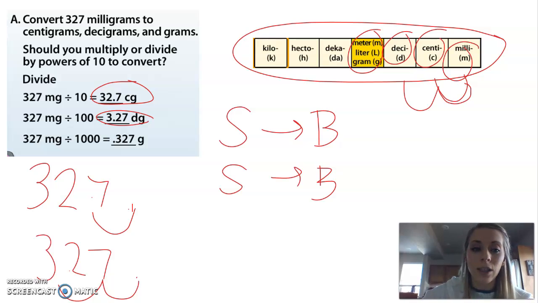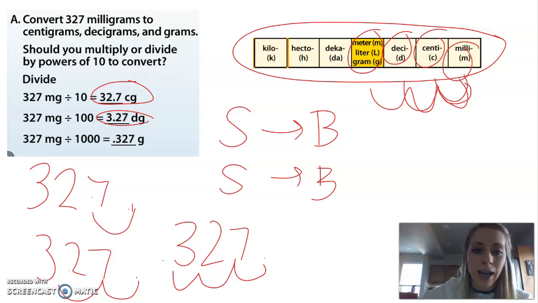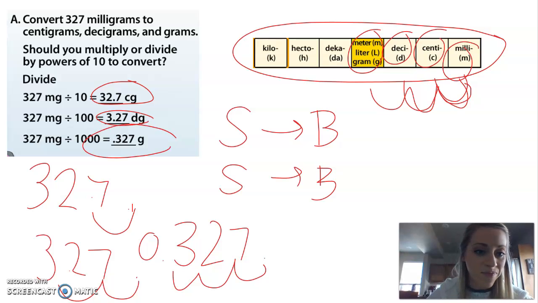Okay, we're on our last one now. We're going from milligrams to grams. We go 1 loop, 2 loop, 3 loops to the left. So I have 327. I put my assumed decimal at the back. I go 1, 2, 3, replace that decimal, and you can add a 0 at the front if you'd like. They got 0.327, okay? So again, that is going smaller to bigger.